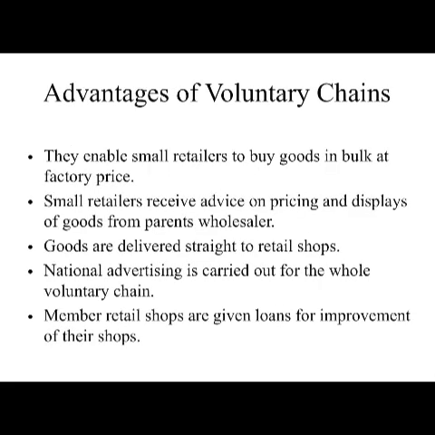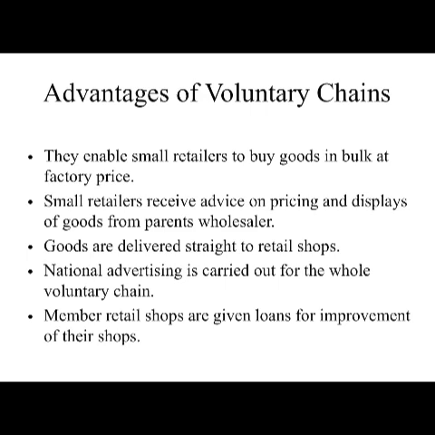Okay, so now let us look at some of the advantages of a voluntary chain. Okay, they enable small retailers to buy goods in bulk at a factory price. So meaning when these small retailers come together, they buy their goods at a factory price, which means it will be cheaper for them to buy those goods in bulk. Okay, small retailers receive advice on pricing and displays of goods from parent wholesalers. So these people that are starting out their retail businesses, they are advised on the goods that they are buying and how best they can price them in their small retails, right?